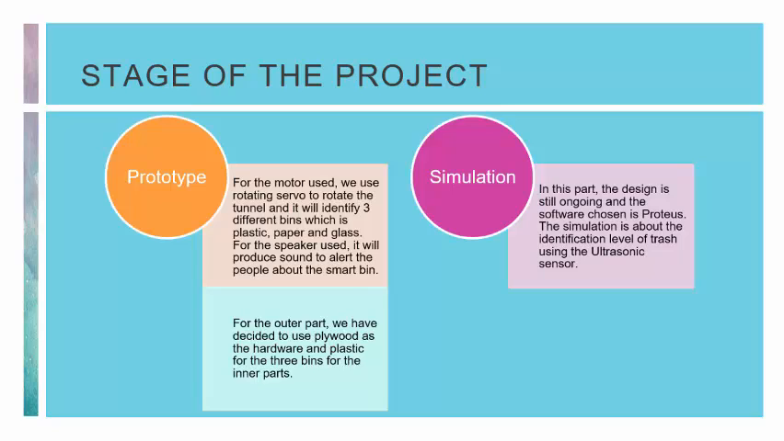For the stage of our project prototype, for the motor, we use a rotating servo to rotate the tunnel, and it will identify 3 different bins, which are plastic, paper and glass. For the speaker, it will produce sound to alert people about the smart bin. For the outer part, we have decided to use plywood as the hardware and plastic for the 3 bins for the inner part. And for the simulation, the design is still ongoing and the software chosen is Proteus. The simulation is about the identification of the level of trash using the ultrasonic sensor.